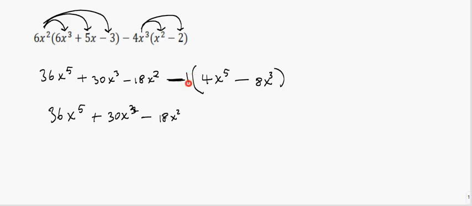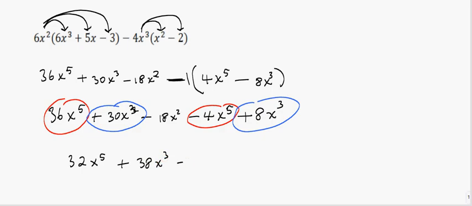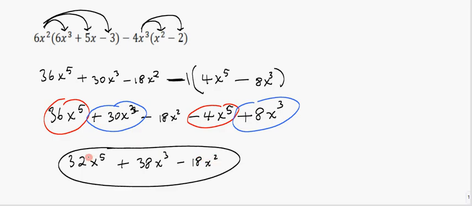Now when that negative goes through, it's a negative 1 going all the way through the parentheses. So it becomes minus 4x to the fifth plus, because a negative times a negative is a positive 8x cubed. Now we just collect those like terms just like we did before. These go together, and these go together, and we get exactly the same answer we got before, 32x to the fifth plus 38x cubed minus 18x squared. So either way you want to think of it, you're going to get the same answer.